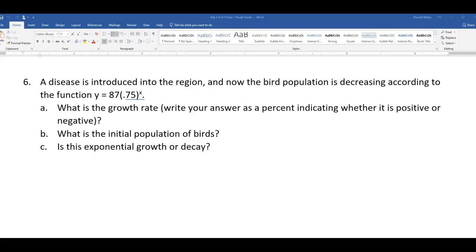All right, so for part A here, for number 6, it tells us we have a disease is introduced into the region. Now the bird population is decreasing according to this function here. So part A is asking us to find the growth rate. Well, this number right here is my growth factor.